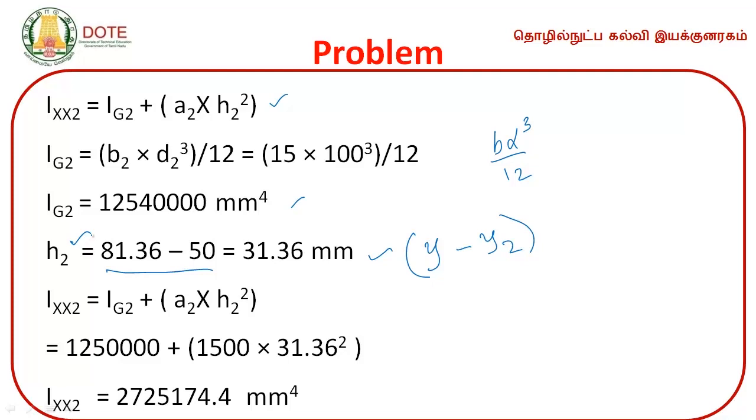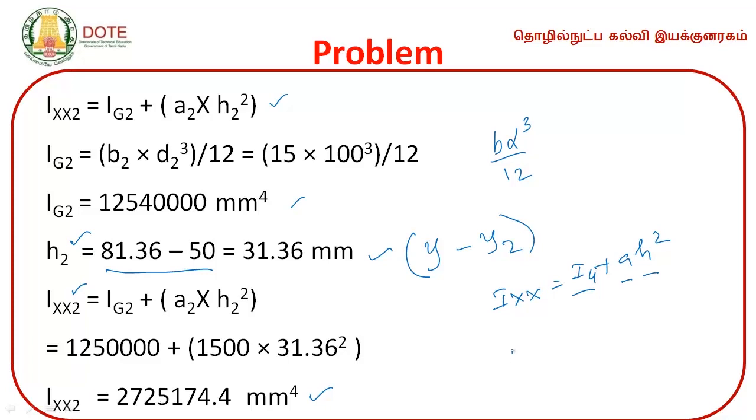Now you substitute these values in Ixx2. Ixx2 is given by the general formula Ixx is equal to Ig plus AH square. We know the value of Ig, we know the value of A and we know the value of H. By simply substituting these values, we can calculate the value of Ixx2 as 2725,174.4 mm to the power 4.